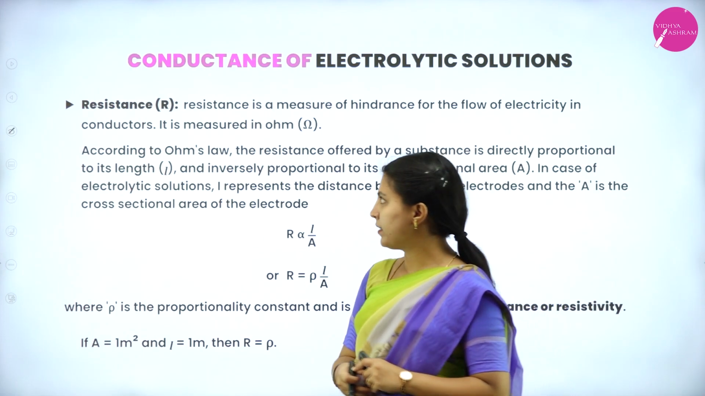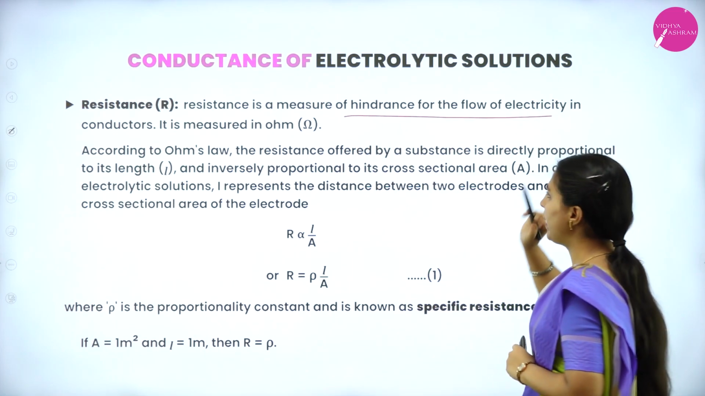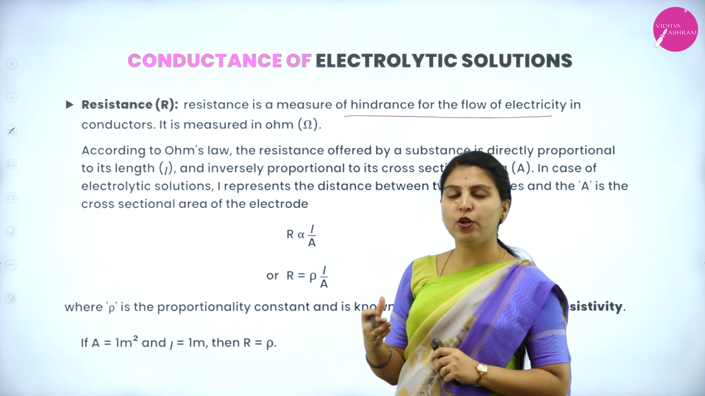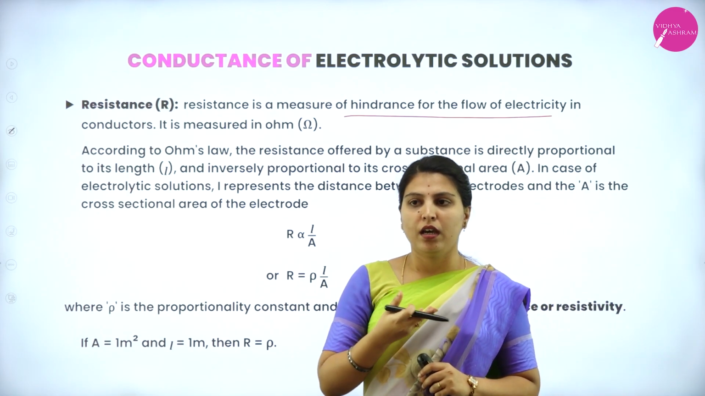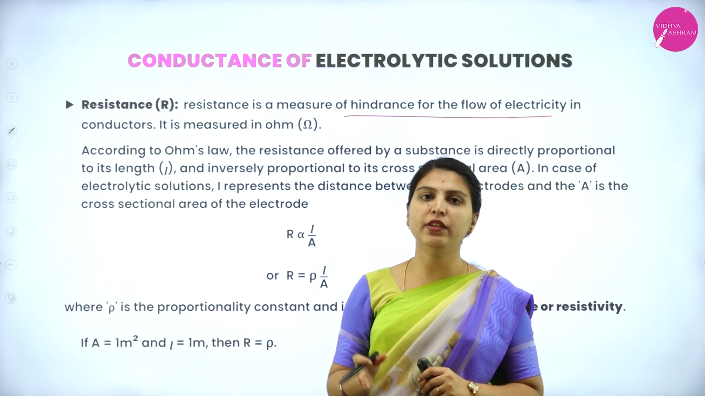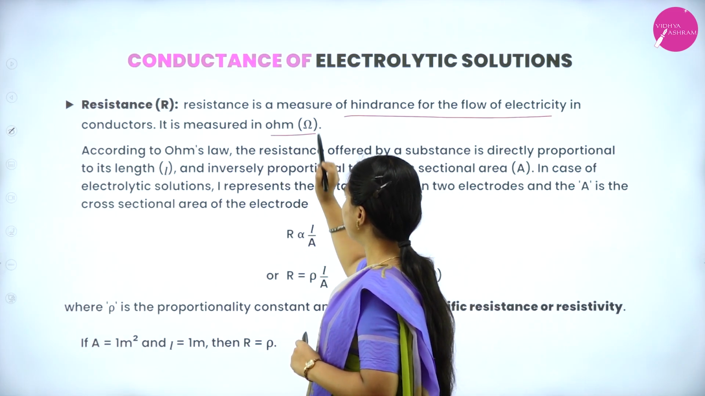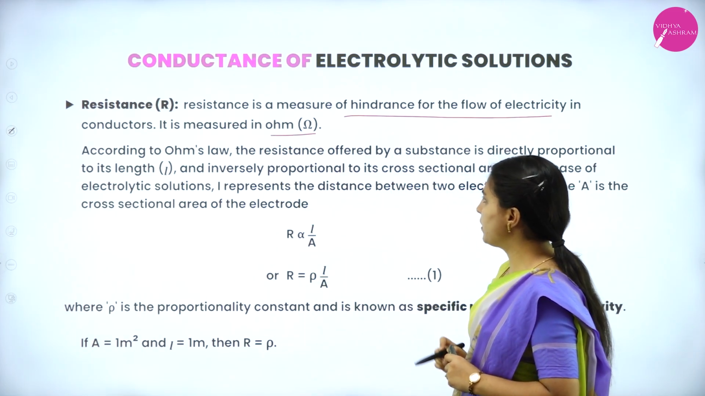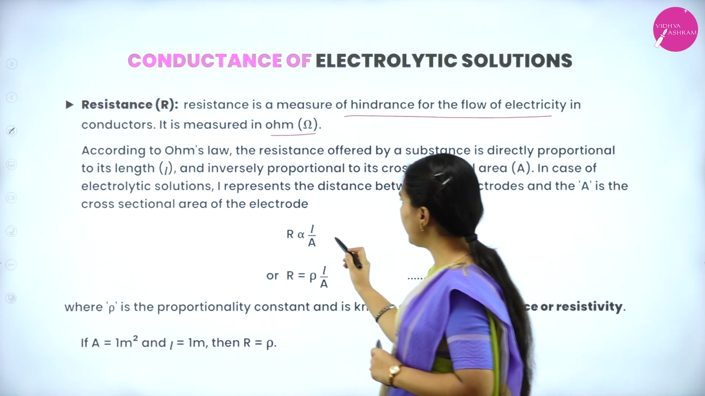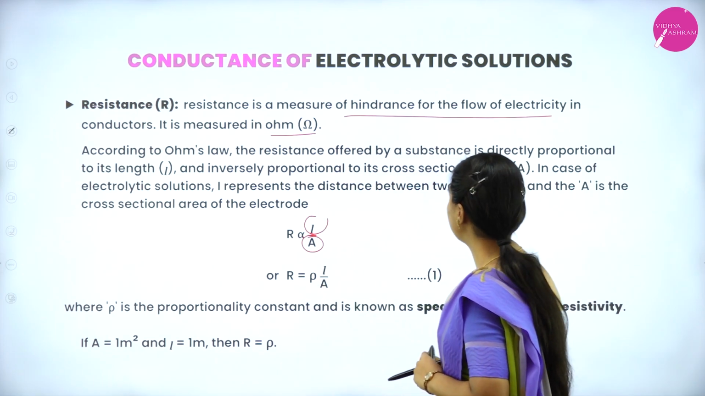First, we will see resistance. Resistance is a measure of hindrance for the flow of electricity in the conductors. In the conductors, the current does not flow very easily; there is some hindrance. That hindrance to the flow of current we call resistance, and it is measured in ohm. This is the symbol. According to Ohm's law, the resistance offered by a substance is directly proportional to its length and inversely proportional to its area of cross section.